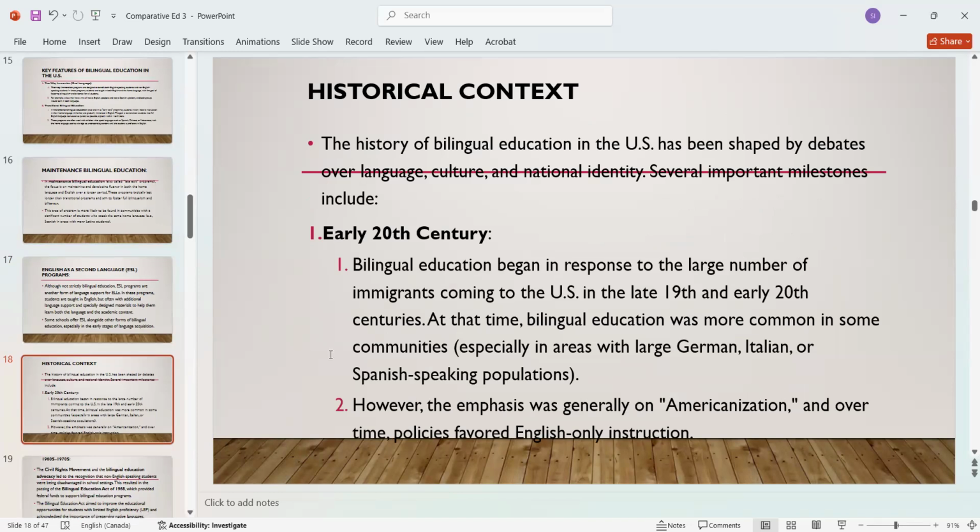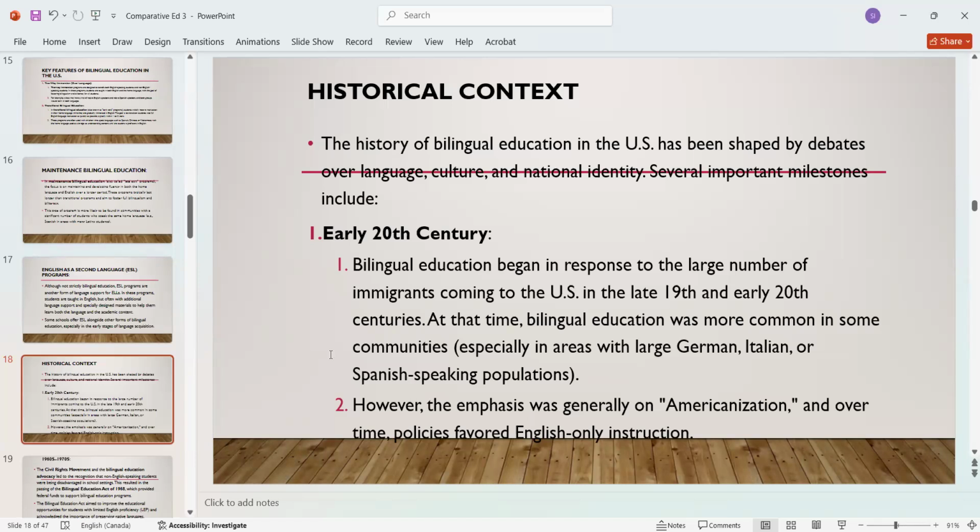And the historical context of the US. Historical bilingual education in the US has been shaped by debates over language, culture, and national identity. Several important milestones include: in the early 20th century, bilingual education began in response to the large number of immigrants coming to the US in the late 19th and early 20th centuries.